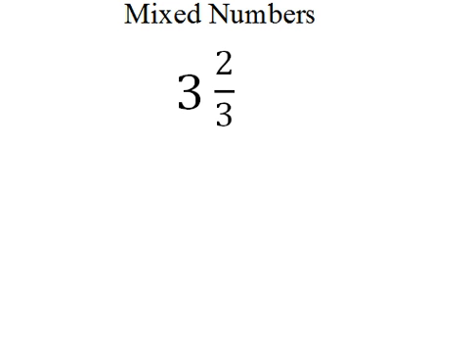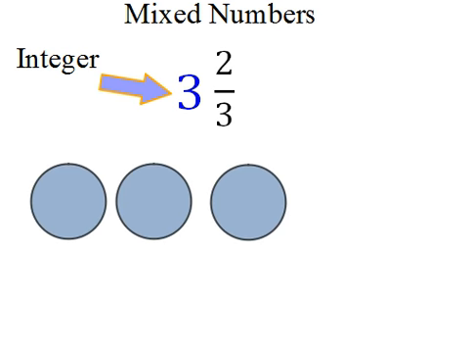Now, mixed numbers are numbers that contain two parts. There's an integer part and a fraction part. The integer part here is the number 3. Now, integer means entire or complete number. So if we wanted to use something like pizzas to illustrate that, we would use 3 entire pizzas.